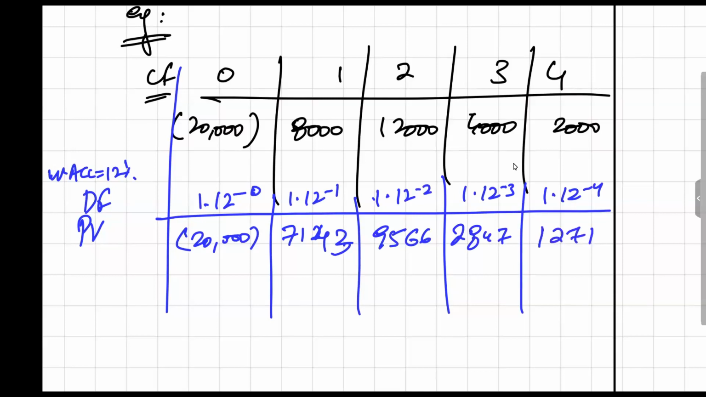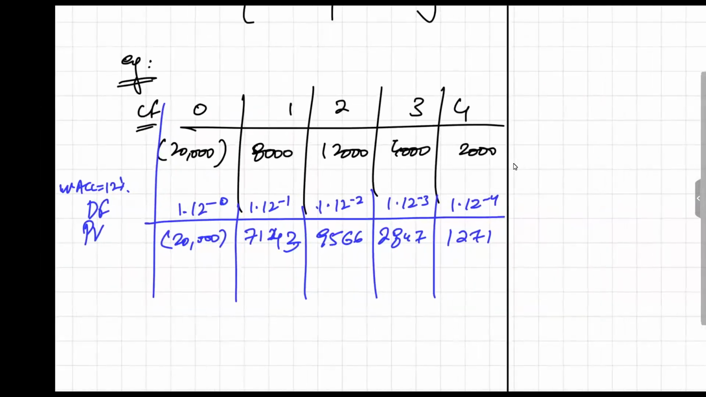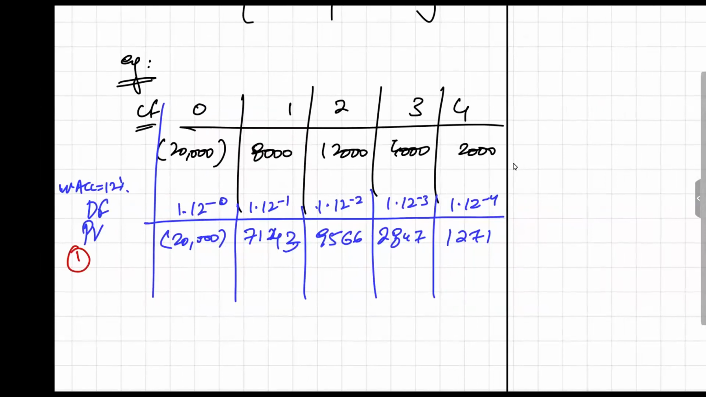So if you have to calculate the duration, there are different steps that you have to follow. The first step is that you need to have the present value of the cash flows. Step number two is that you have to multiply these present values with the year. So, for example, this is going to be multiplied by 0, by 1, by 2, by 3, and by 4.